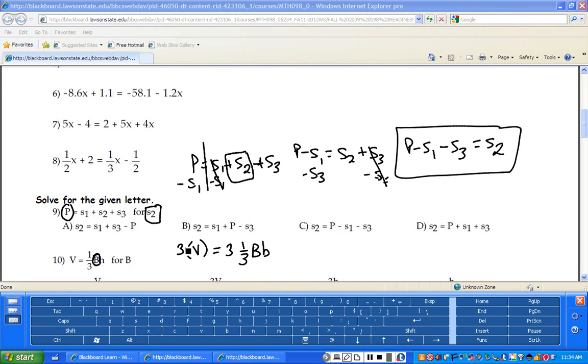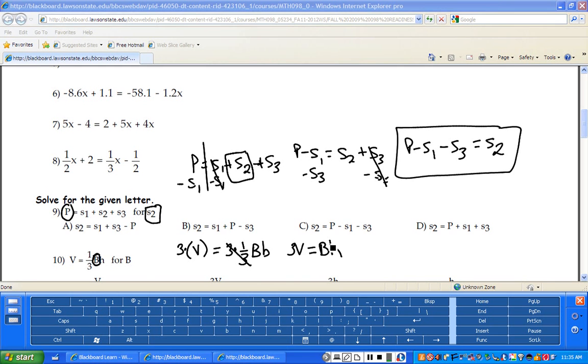Alright, so there's my 3 that I multiply both sides by. Now on the right side, the 3's cancel. On the left side, I just end up with 3v. 3v equals 1 times anything is just that thing, and again, this is an h, this is not a b, so this is bh. 3 times v is 3v. The 3's canceled over here when I multiply this by 3, leaving the bh. That's supposed to be an h.